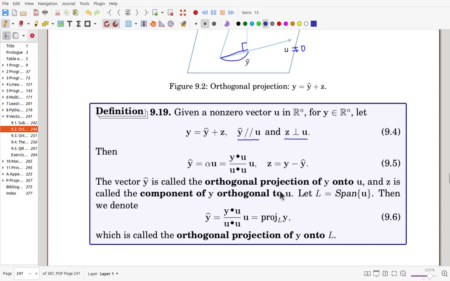Now, rather than a vector u, we consider the subspace L spanned by u. Of course, that is a line. So L is a line. Then we can write the projection in this way. Rather than projection onto u, we consider the projection of y onto L, so that y hat can be written as the projection of y onto L. This one is more convenient notation.